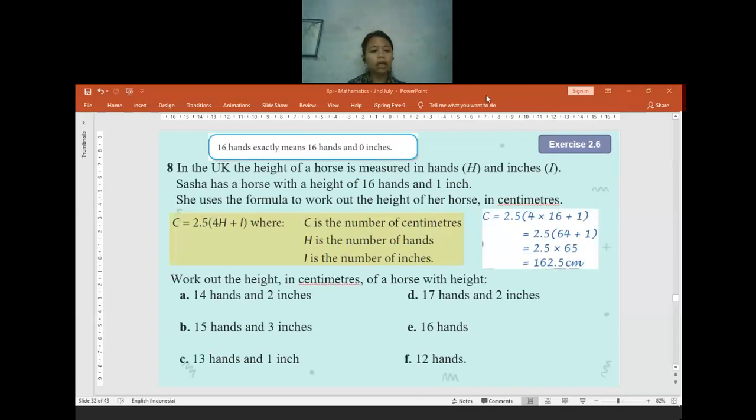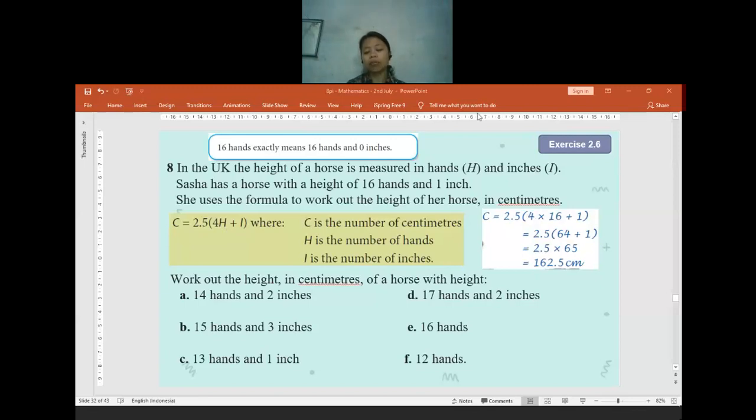For question 8, in the UK, the height of a horse is measured in hands and also in inches. Sasha has a horse with a height of 16 hands and 1 inch. She used the formula, which is already given. To find the height in centimeters, it will be 2.5 times (4h plus I).